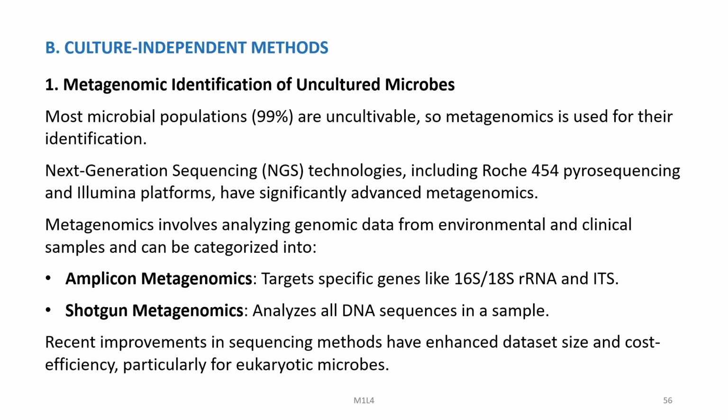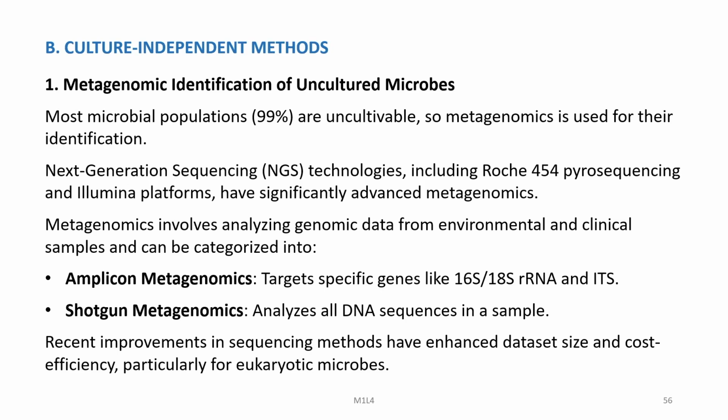Let us now discuss about the culture independent methods. Number one, the metagenomic identification of uncultured microbes. Most microbial populations, as high as 99%, are reported to be uncultivable. We cannot culture them. So, metagenomics is used for their identification. Next generation sequencing technologies like Roche 454 pyrosequencing, Illumina platforms have significantly advanced this field. Metagenomics involves analyzing genomic data from environmental and clinical samples and can be categorized into amplicon metagenomics or shotgun metagenomics.